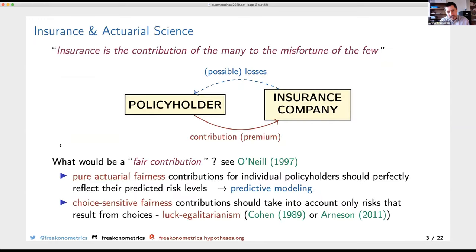So we're going to talk about insurance. I guess all of you know what insurance is about, because most of you, I guess all of you, have insurance. I'm using a very old quote. I don't know where it comes from. I've been told it was by Lloyd's, maybe 100 or 120 years ago, but I couldn't find any proper reference for that. But basically the idea is: insurance is the contribution of the many to the misfortune of the few.